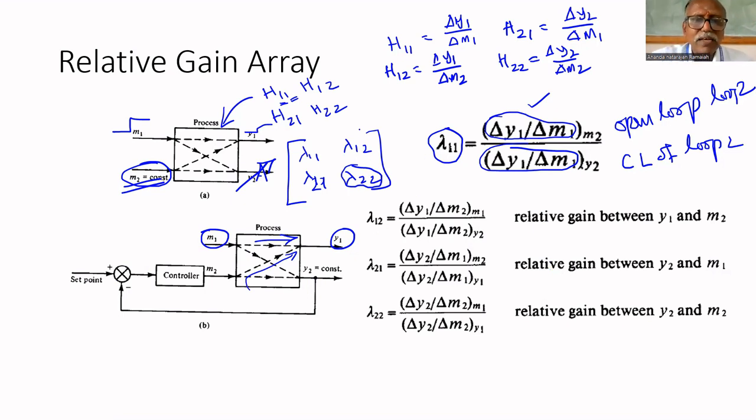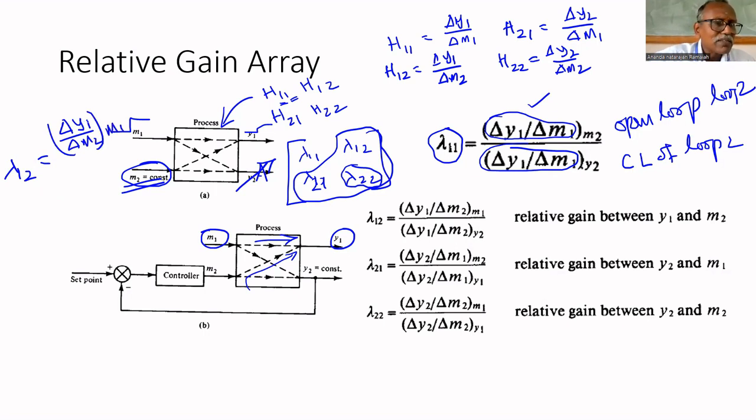In the same way, you can find another three combinations. Let us see what is lambda 12. Lambda 12 equal to delta Y1 by delta M2, keeping M1 constant. The first is the output, as I already told you. What is not involved? Which input is not involved? M1. Therefore, keeping M1 constant, divided by delta Y1 by delta M2, keeping Y2 constant. That's all.